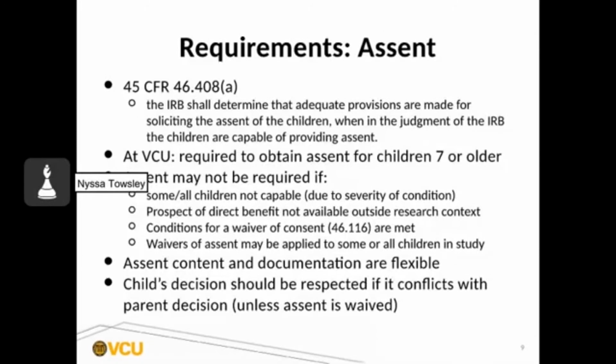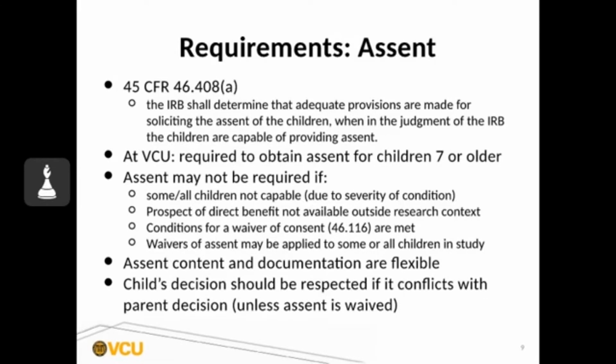The regulations also stipulate that the IRB shall determine that adequate provisions are made for soliciting the assent of children when, in the judgment of the IRB, the children are capable of providing assent. This means that IRBs have a fair amount of flexibility for determining when assent is required, and if so, how it should be obtained. At VCU, our general guideline is that you must obtain assent from children who are 7 years of age or older.